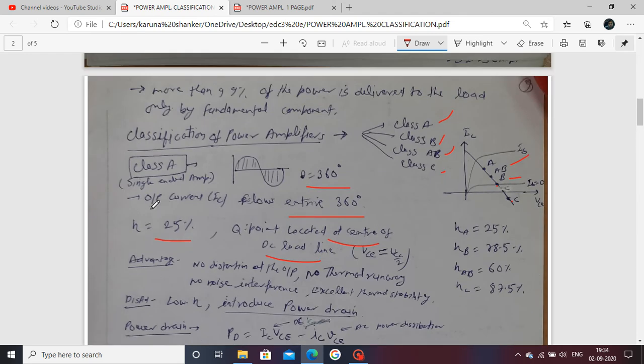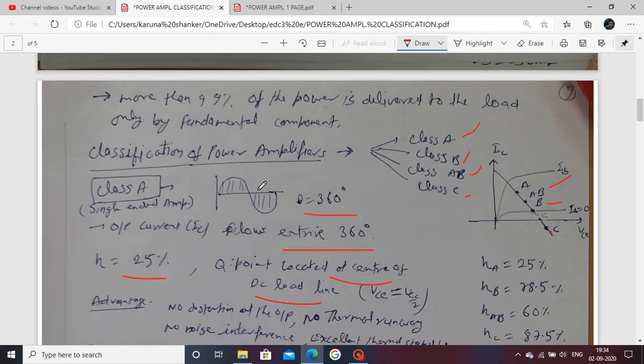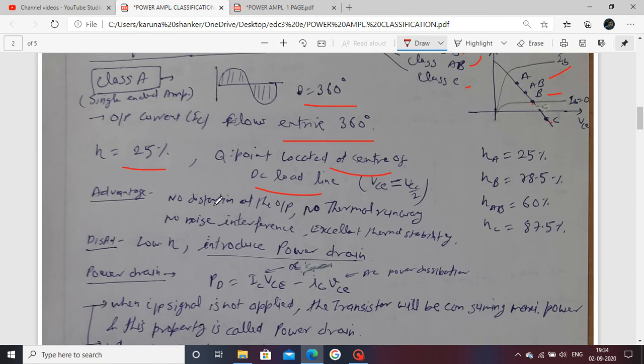Now there are some advantages of using a class A amplifier. In class A amplifier, there is no distortion at the output side. Also there is no thermal runaway. Next, no noise interference and excellent thermal stability. This is the advantage of class A. And a disadvantage, one of the reasons, is the low efficiency, and this introduces a power drain.